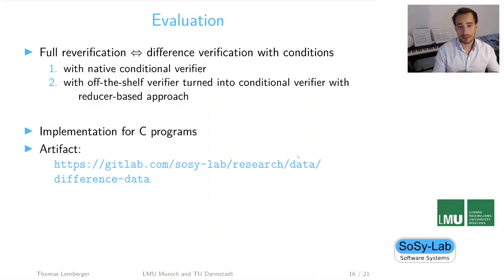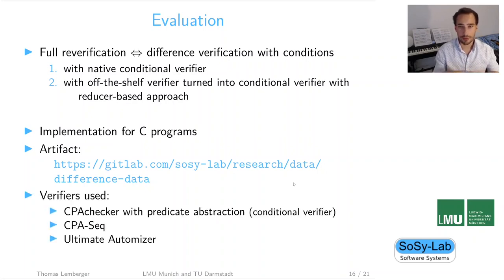We implemented diffcont and difference verification for C programs. If you're interested in the data or how to run the tool, you can take a look at our artifact. And for the comparison, we used the state-of-the-art framework CPAchecker with predicate abstraction. This can understand conditions, so it is a native conditional verifier, and two verifiers that do not understand conditions, CPA-Seq and Ultimate Automizer. We chose these based on their performance in SV-COMP.